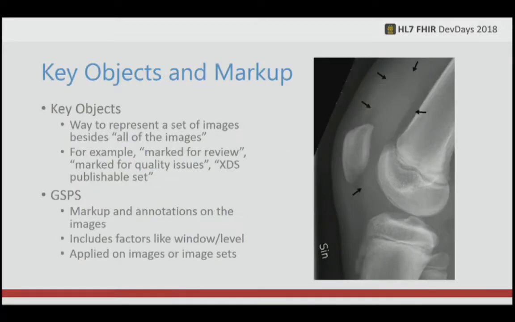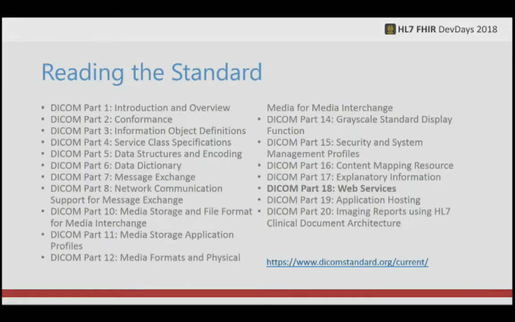There's key objects, so I can define what is the most interesting objects in a series, as well as I can do markup. So if you look at that image there on the right, we're looking at some of the soft tissue in the knee. Those arrows are not burned into the image, they're overlaid over top of it. So we don't destroy the underlying pixels, we overlay additional things on top of it. So GSPS, grayscale presentation state, defines that.